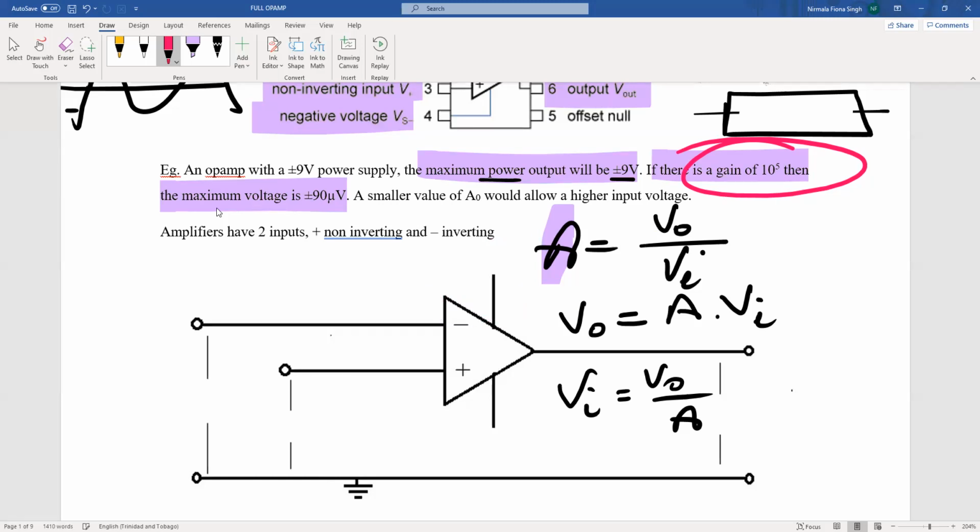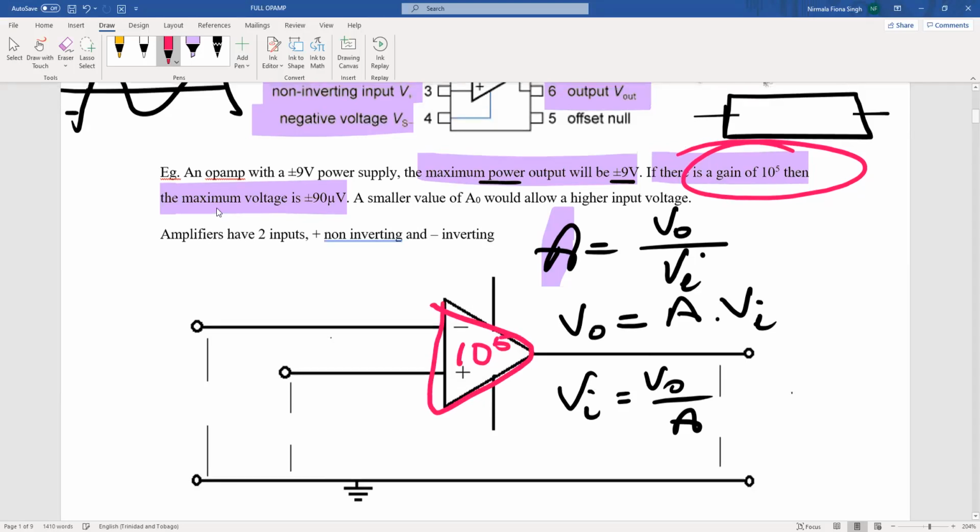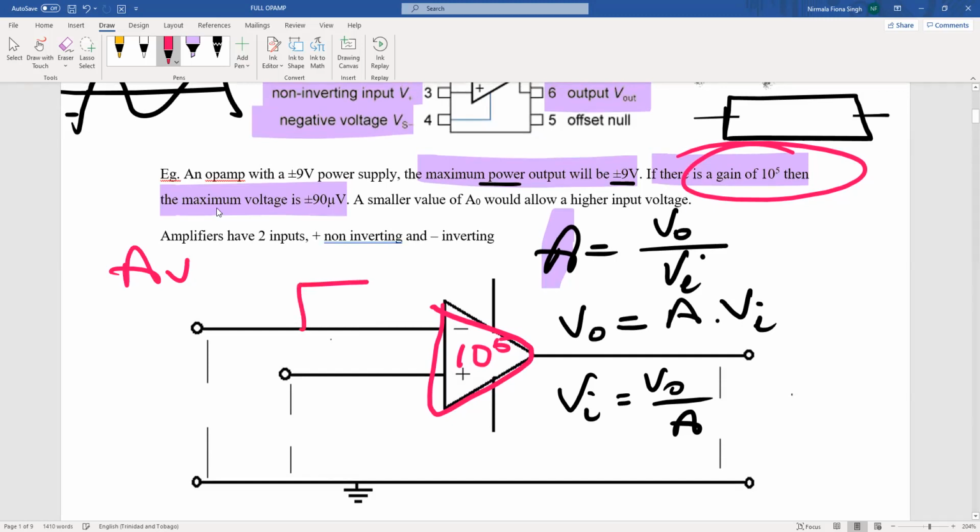When we have a gain of 10 to the 5, that is the gain that this little device itself provides. When we have the other gain, that is usually when we have the feedback resistor coming in and all that stuff. But the gain of the device itself is 10 to the 5, or 100,000.